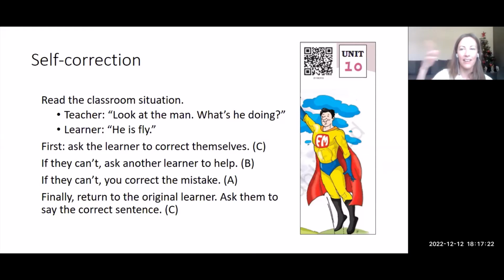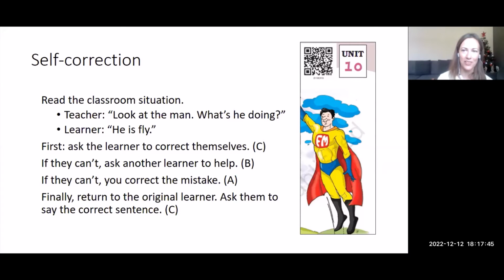So we're coming back to that first learner, the one who made the mistake, and asking them to say the correct sentence. So at the end, they have the correct model. We've got there, maybe through the help of others and maybe through the help of other languages as well. But finally, they're able to say that sentence correctly.